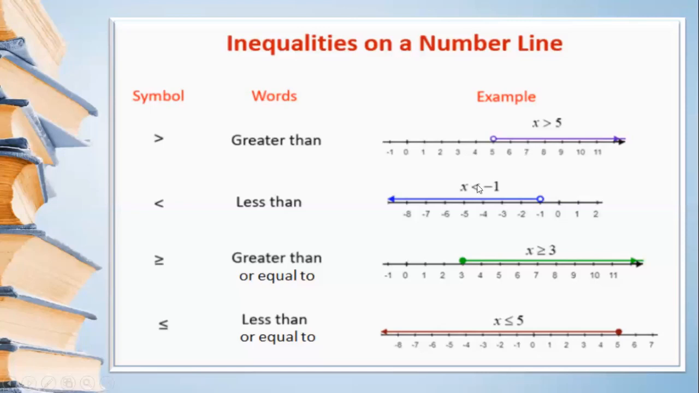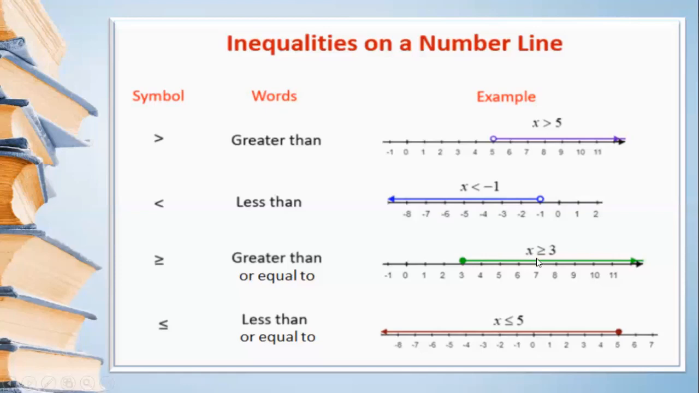Second example is x is less than -1. So again we will see whether -1 is included or not. So here all the values which are less than -1 are the solution. So we will make -1 a hollow circle because -1 is not included. And all the values which are less than -1 will be on the left hand side of -1 on the number line. So towards left hand side, we will draw this line.